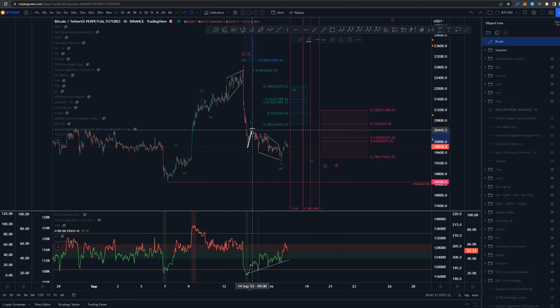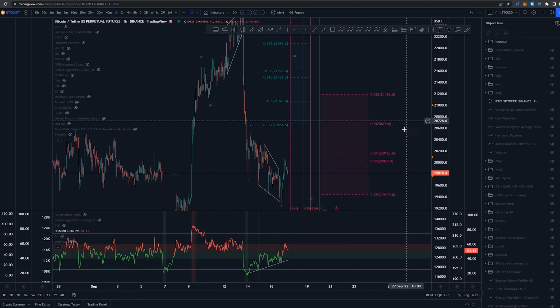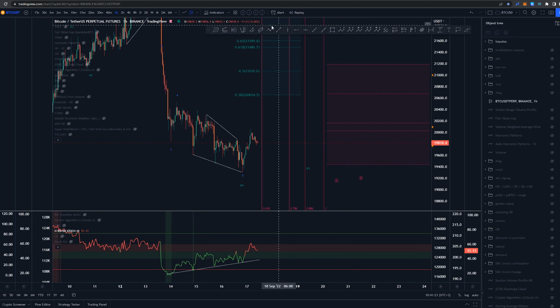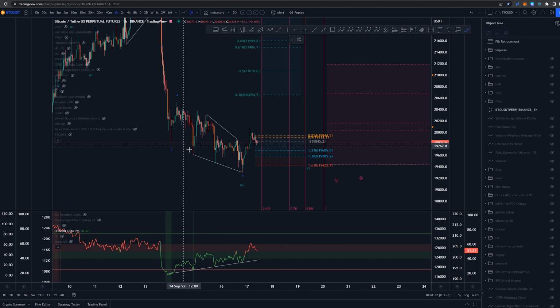we were looking at this as either being ABC or ABC, but however that is no longer possible, and therefore I had to modify the count a bit. However, I'm still remaining bullish, and I'll explain that in just a moment.